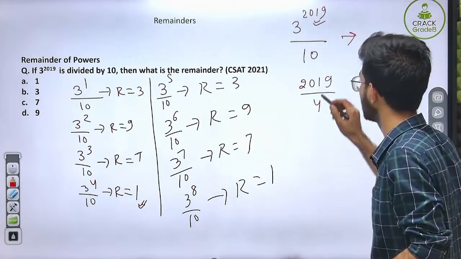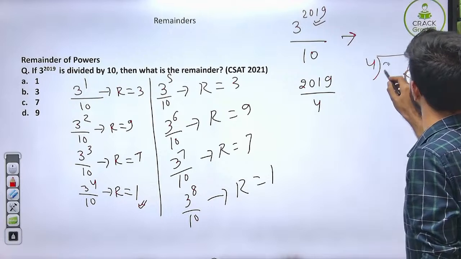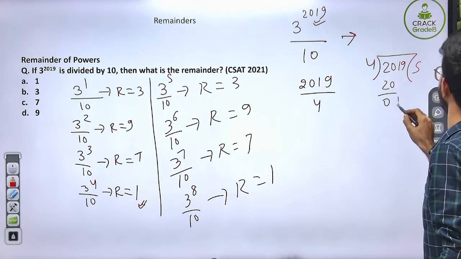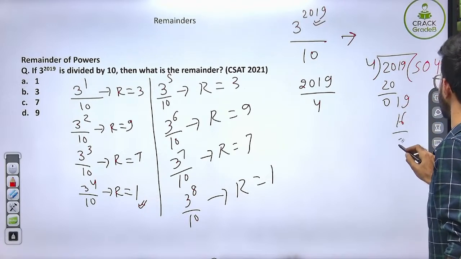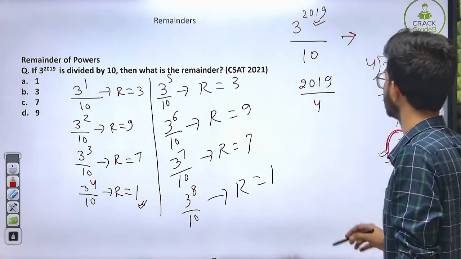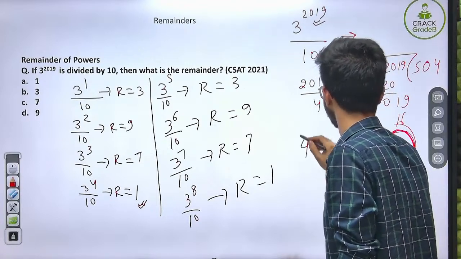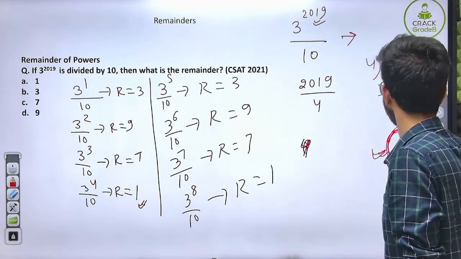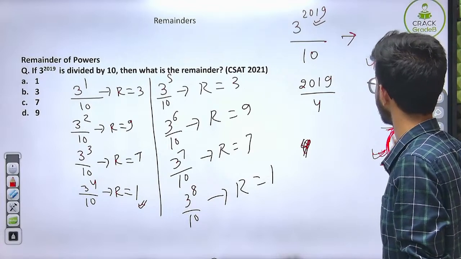So basically you have to divide 2019 by 4. If you divide 2019 by 4, 4 into 5 is 20, then 0, then 19. So 4 into 4 is 16. So what is the remainder? The remainder you are getting here is 3. What does it mean? It means simply that this follows the pattern. See, what are you getting as remainder? You are getting remainder as 3, right?